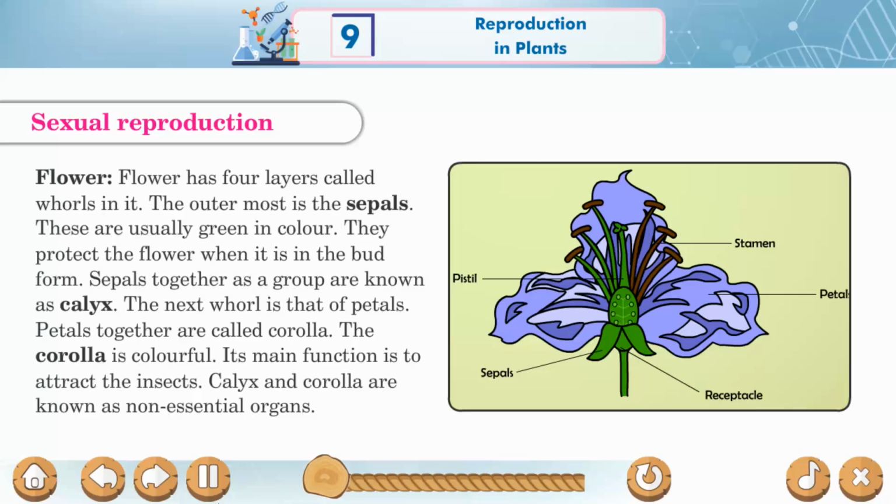The outermost is the sepals. These are usually green in color. They protect the flower when it is in the bud form. Sepals together as a group are known as calyx. The next whorl is that of petals. Petals together are called corolla. The corolla is colored. Its main function is to attract the insects. Calyx and corolla are known as non-essential organs.